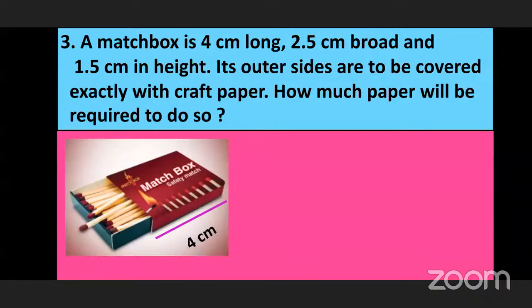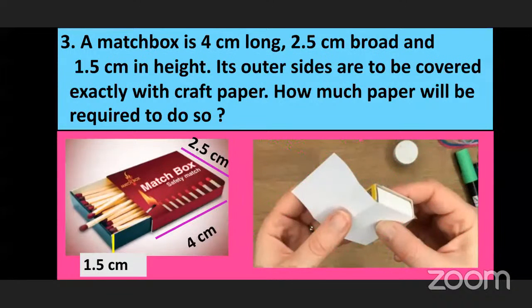The breadth is given as 2.5 centimeter and the height is 1.5 centimeter. We have to cover this matchbox with craft paper. Like this, we have to cover the matchbox with the craft paper. So what is the area that we have to find out, and accordingly we will get how much paper is required to cover the outer sides.